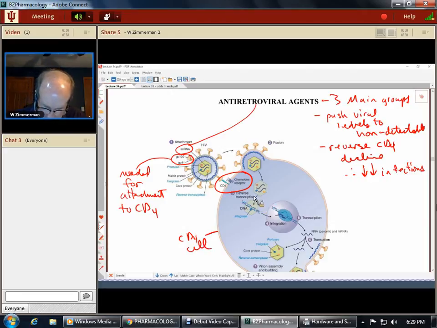Then it's going to use its reverse transcriptase. And these things that I'm circling are quite often where we have drugs that can prevent the action of a particular thing. So in the case of the reverse transcriptase, obviously we've got reverse transcriptase inhibitors. Then we're going to make the DNA from the RNA.